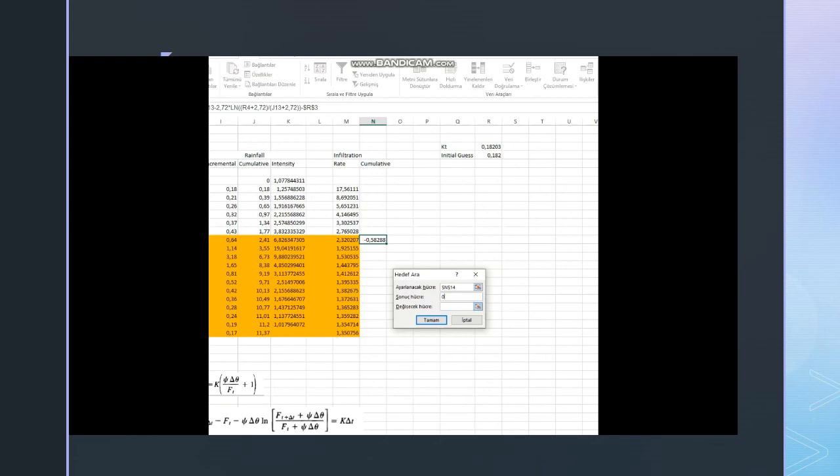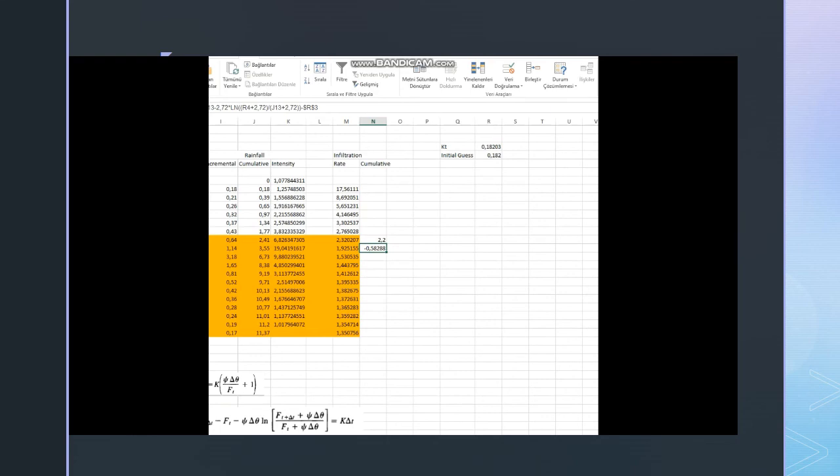And which one is going to change? My initial guess, I want to change it. So I will find what my cumulative infiltration is with these parameters, okay? So when I run it, this one is 0 and 2.2 is my cumulative infiltration. So I will copy this formula, then paste it here, okay? So this is 2.2, I found it.